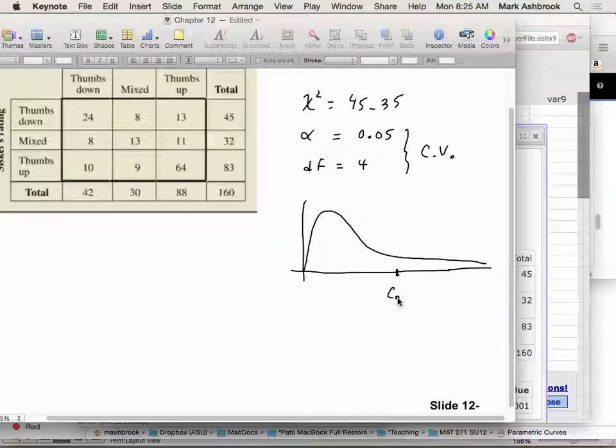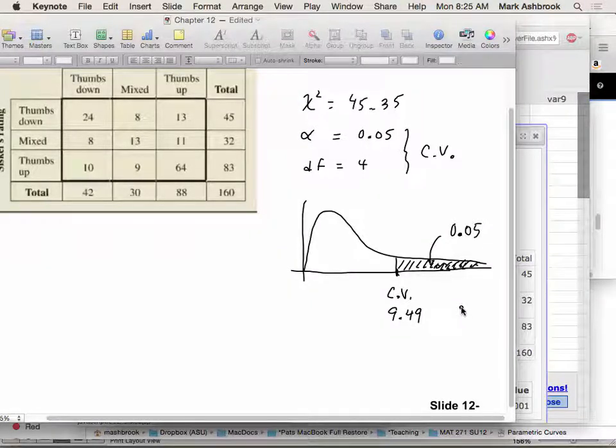So our critical value is, for chi-square, 5% significance level, 4 degrees of freedom, 9.488. 9.49. Okay, and so then what area is here? How much area under the curve is that? 5% of the curve, that's our 0.05.